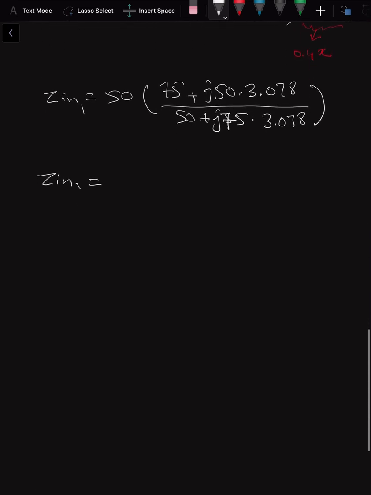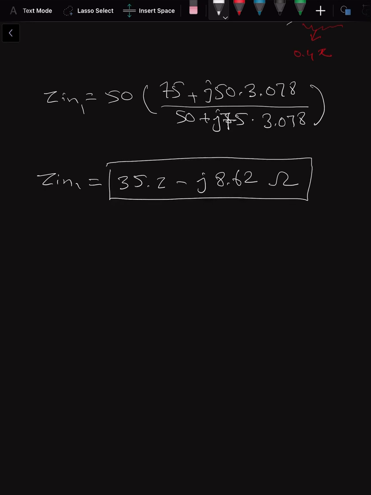When you evaluate all the numbers, Zin1 equals 35.2 minus j8.62 ohms. So this is Zin1.